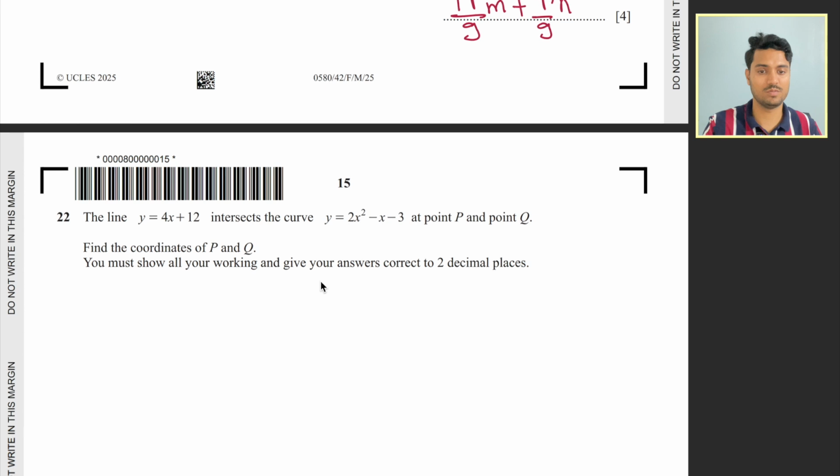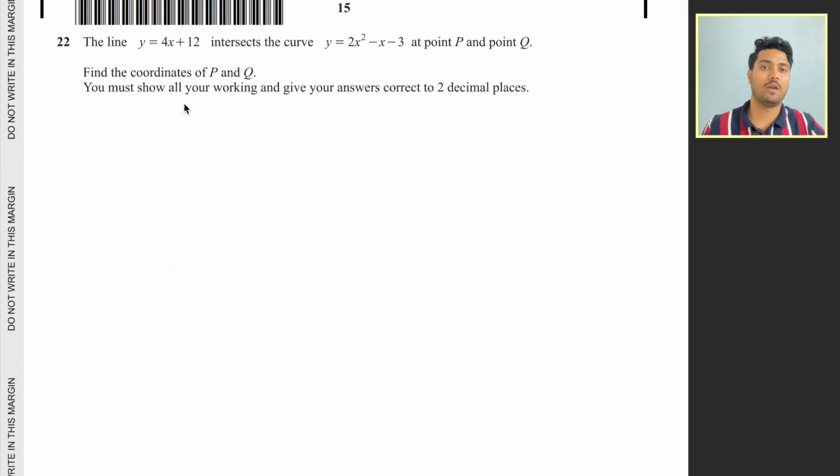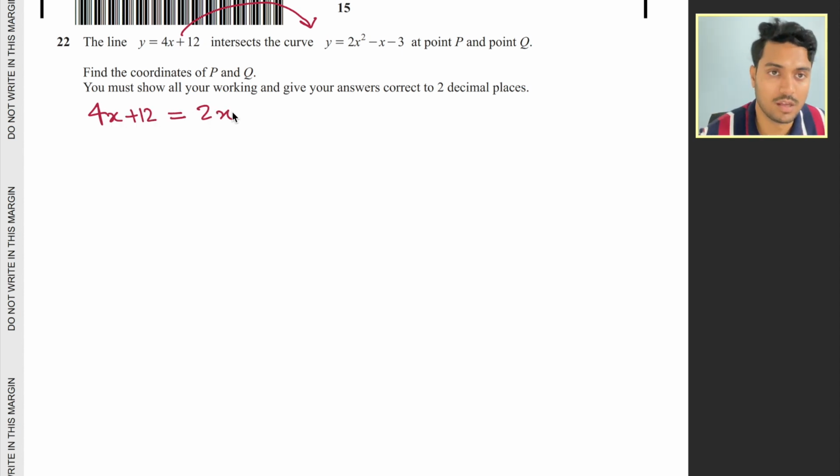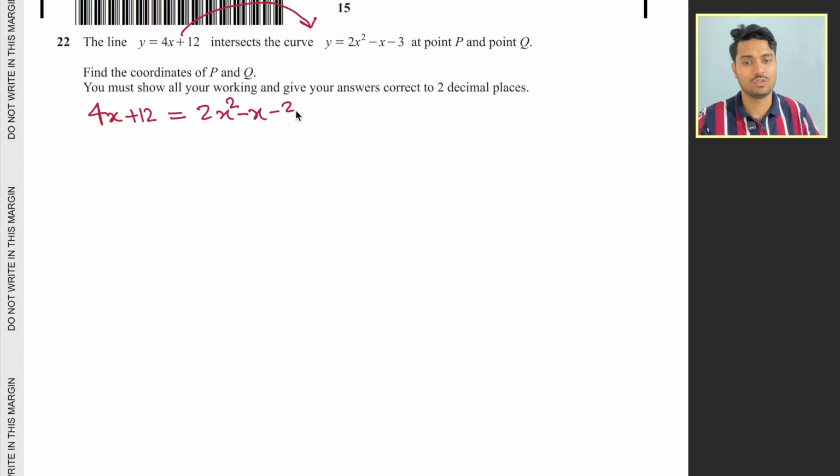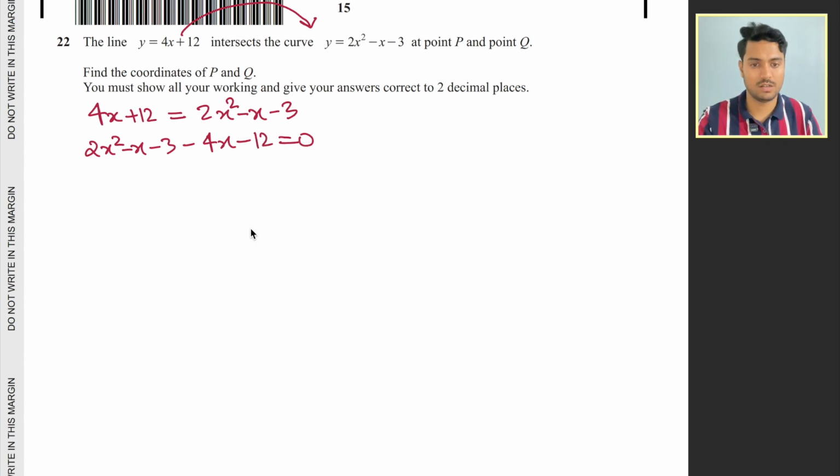So that's all. Let's move on to question number 22. It says the line y equals 4x plus 12 intersects the curve y equals 2x squared minus x minus 3 at points P and Q. Find the coordinates of P and Q. For this we have to substitute the value of y from the first equation into the second equation. So 4x plus 12 equals 2x squared minus x minus 3. We can write it as 2x squared minus x minus 3 minus 4x minus 12 equals 0. So with this we have 2x squared minus 5x minus 15 equals 0.